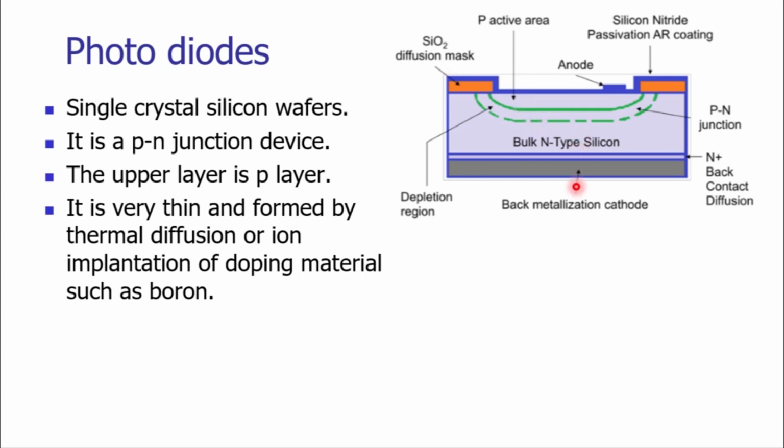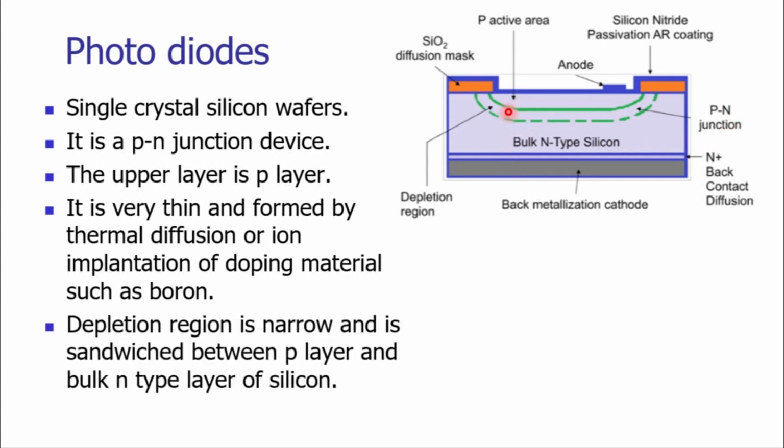The bottom layer, that is the N layer, is the bulkier one, and the junction of P and N layers is called the PN junction. It is also called the depletion region. The depletion region is narrow and it gets sandwiched between the P layer and the N layer.